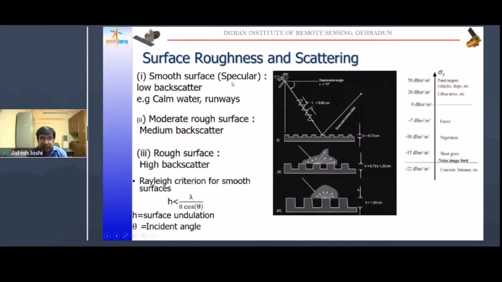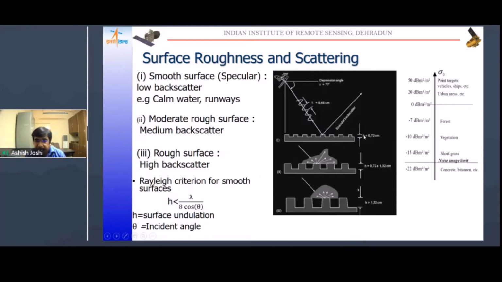First is the surface roughness. For the SAR, if this is a surface, it will follow the Rayleigh criteria. If the undulation, this small h, is less than lambda by 8 cos theta, then we can say the surface is smooth. If the surface roughness is greater than this value, then it is a rough surface. If h is smaller than this, then it is a smooth surface.